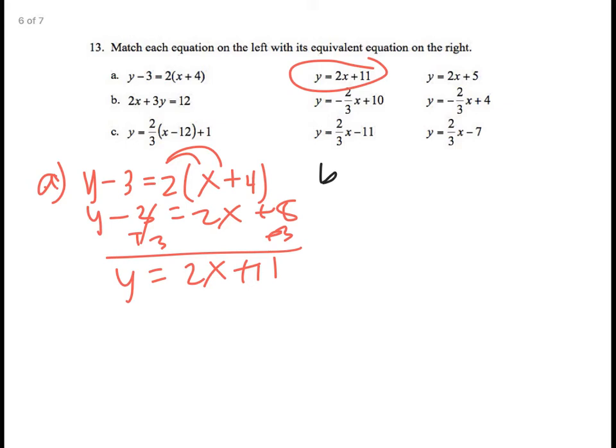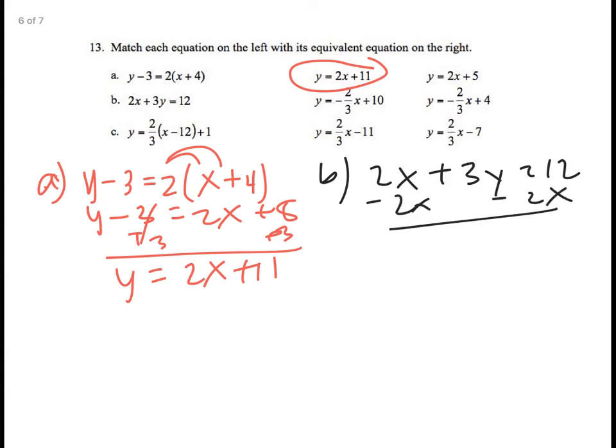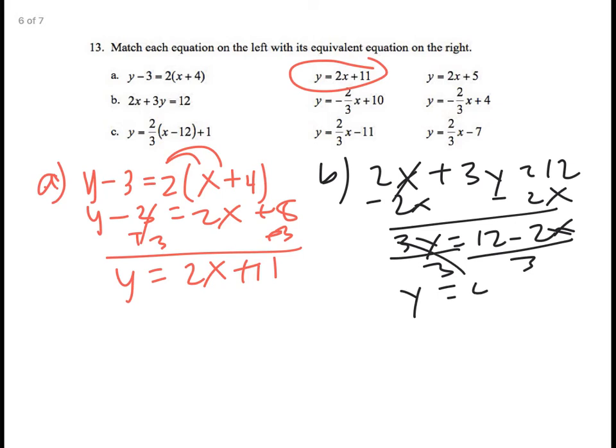For B, I have 2x plus 3y is equal to 12. I'm in standard form, still solving for y, so subtract 2x. So I have 3y is equal to 12 minus 2x, and then divide by 3. So y is equal to 4 minus 2 thirds x. And it looks like this one is a match.